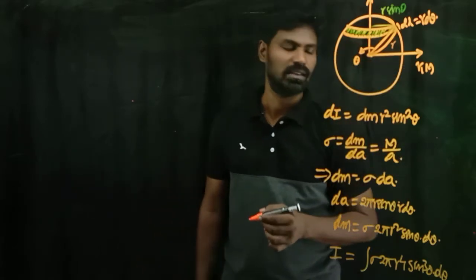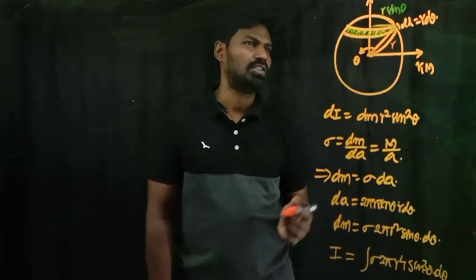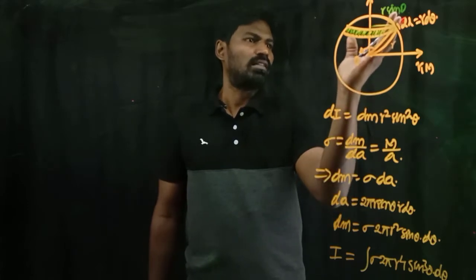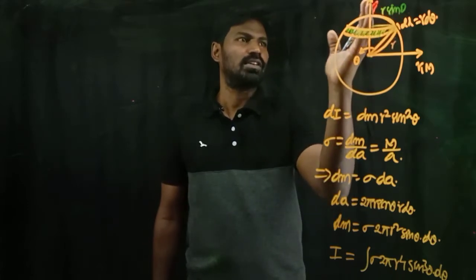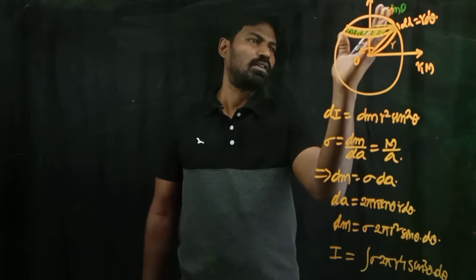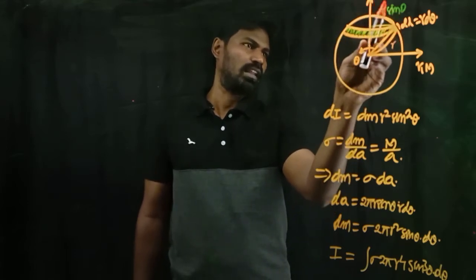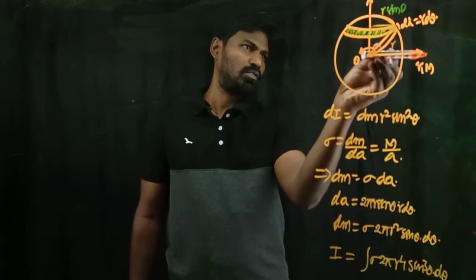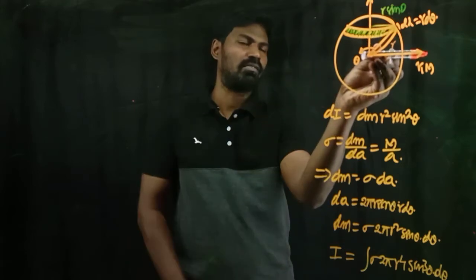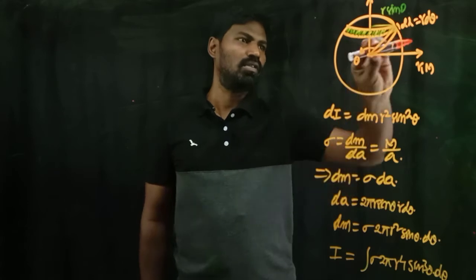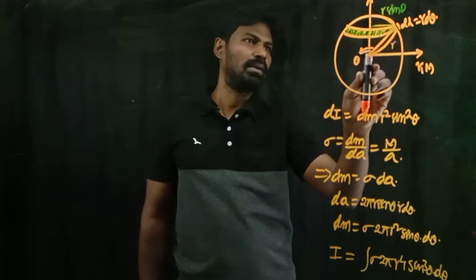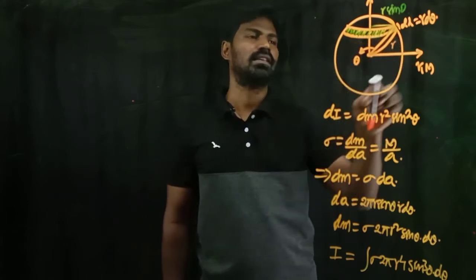So what is the limit of integration? If you start with theta equal to 0, and keep on rotating this radius vector like this, by the time you come to horizontal, half of the sphere is covered, and if you go through the remaining half also, the complete circle is covered, the complete sphere is covered.